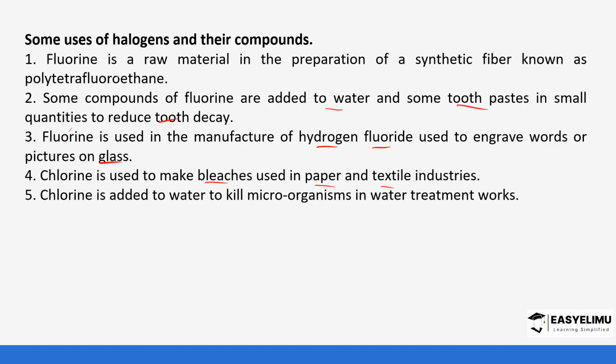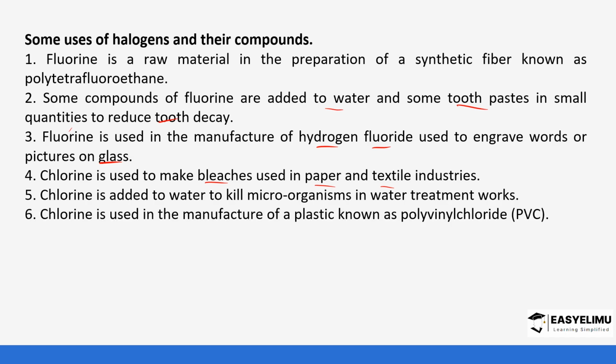You've heard of how different waters are treated, even the swimming pool or the drinking water. Chlorine is usually used to kill those microorganisms. Chlorine is also used in the manufacture of PVC. PVC is a plastic. We're also going to mention this later in Form 3.